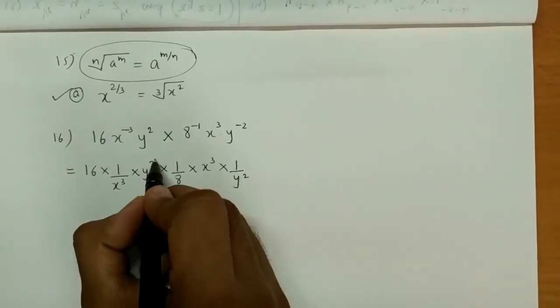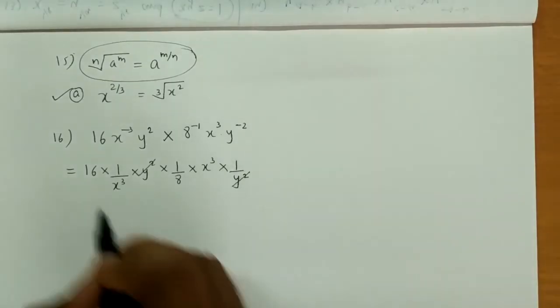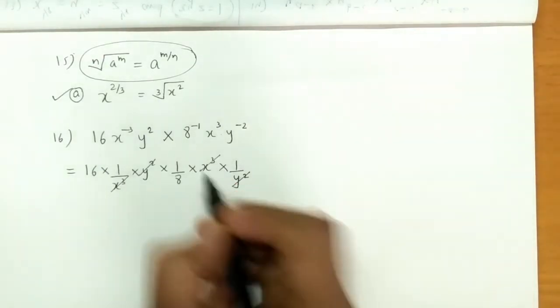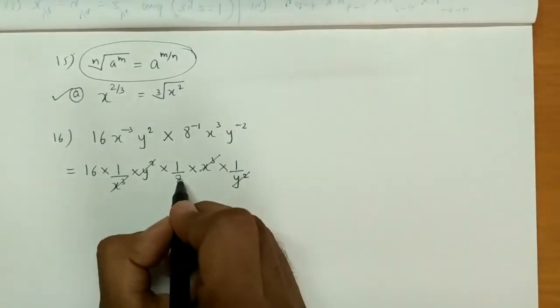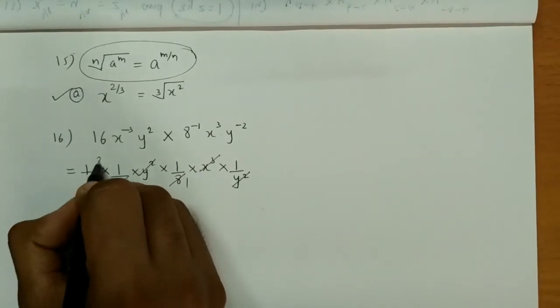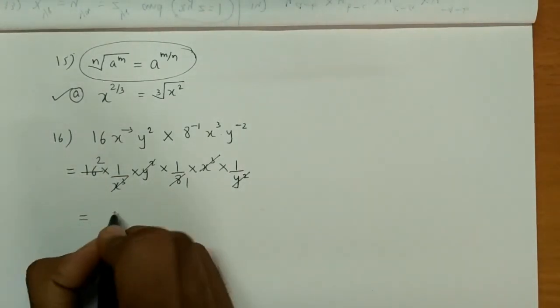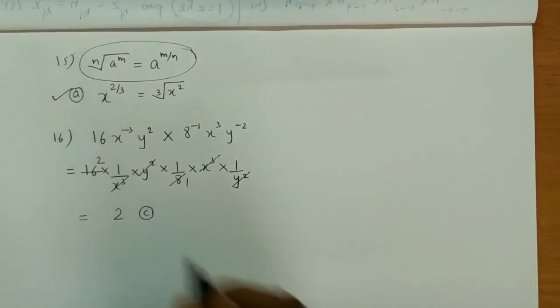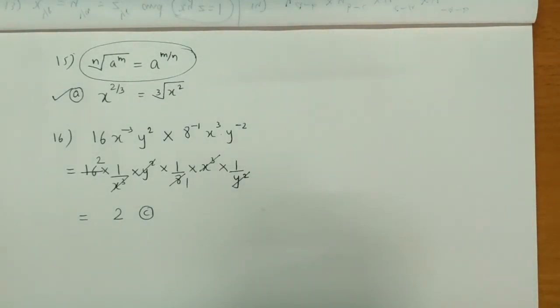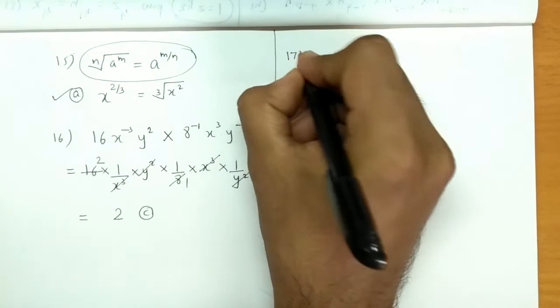Okay, so which terms get cancelled? Let's see. ये y square गया, ये x cube और ये x cube भी cancel हो गया. Then 8 ones and 8 twos. So the final answer is 2 and the option is C. Okay, let's go to question number 17 now.